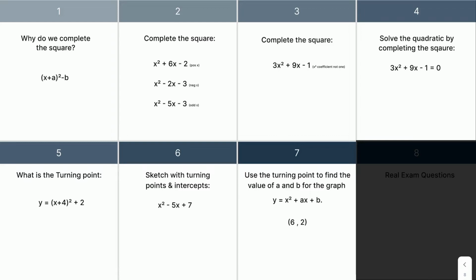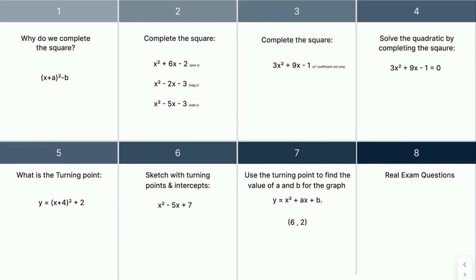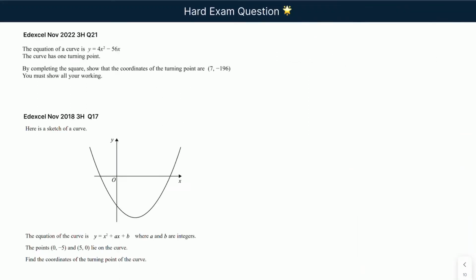And then how do you work backwards? So if you've been given a set of turning points, how can you work backwards to find out what the original quadratic equation was? And then we're going to wrap up, as always, with the real exam questions. And I've picked 2 difficult exam questions for us to look at. That is this one here and that one there.